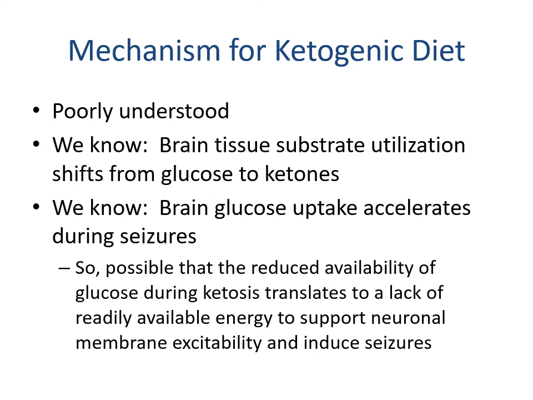So we don't know the exact mechanism for why the ketogenic diet works. We have a theory. What we know is that the brain tissue prefers to use glucose, right? We've said this repeatedly. So when we place somebody on a ketogenic diet, we are depriving the brain of such large quantities of glucose.